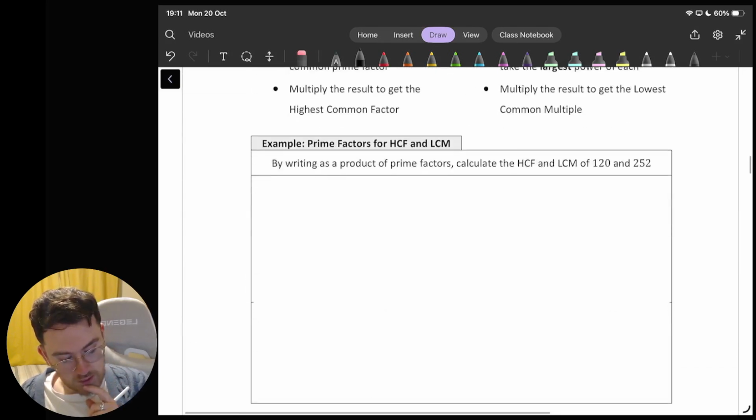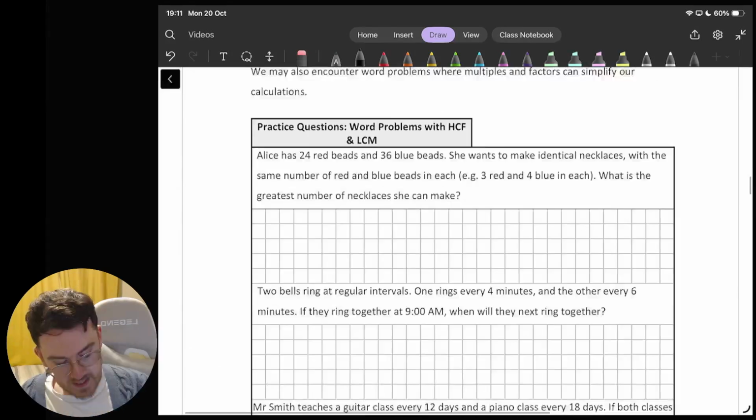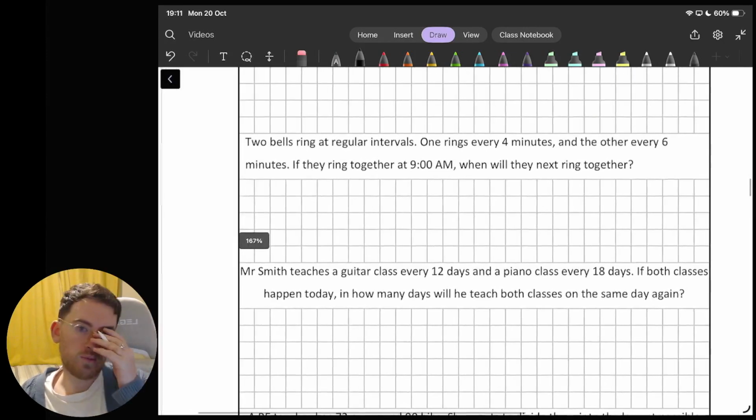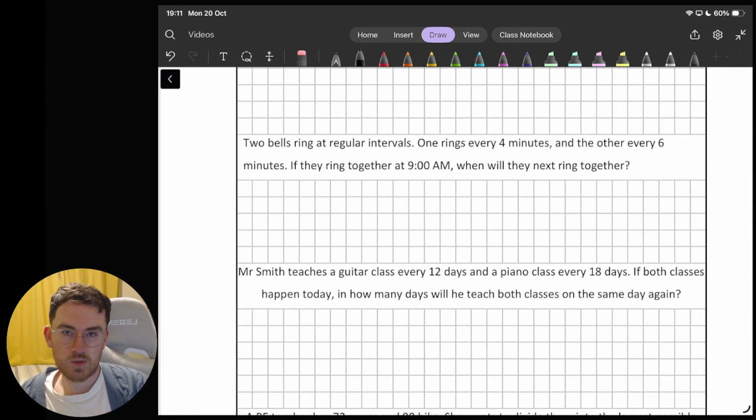And looking at where we might see that in a more general sense, even outside of just those questions, we might look at some word problems that would require lowest common multiple as well. So this is a common example here. Two bells ring at regular intervals. One rings every 4 minutes, the other every 6 minutes. If they ring at 9 a.m., when will they next ring together?